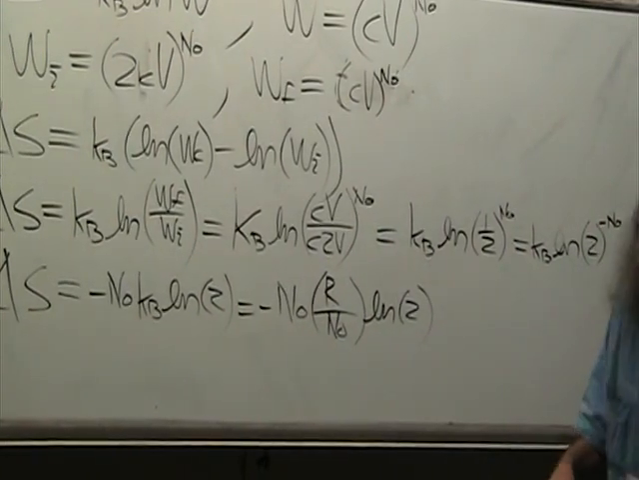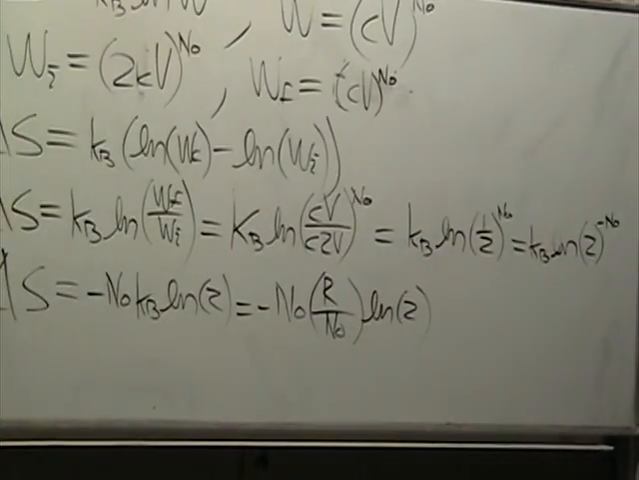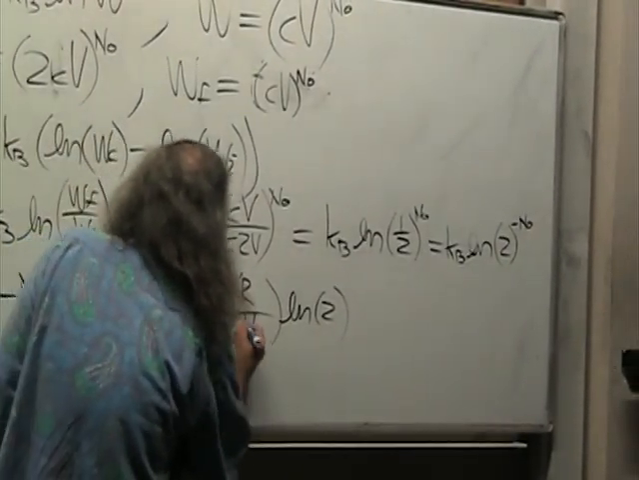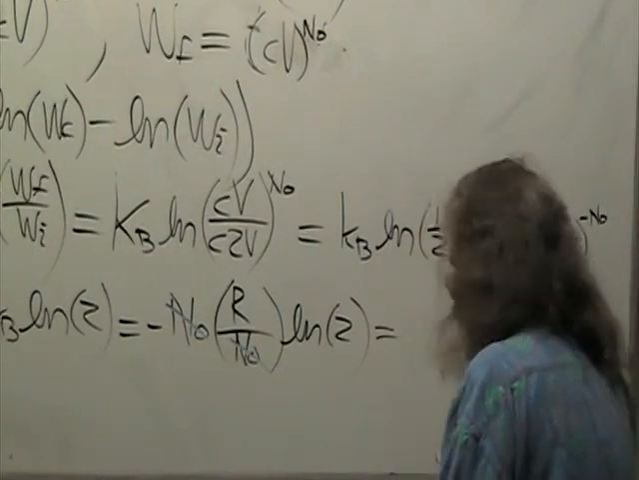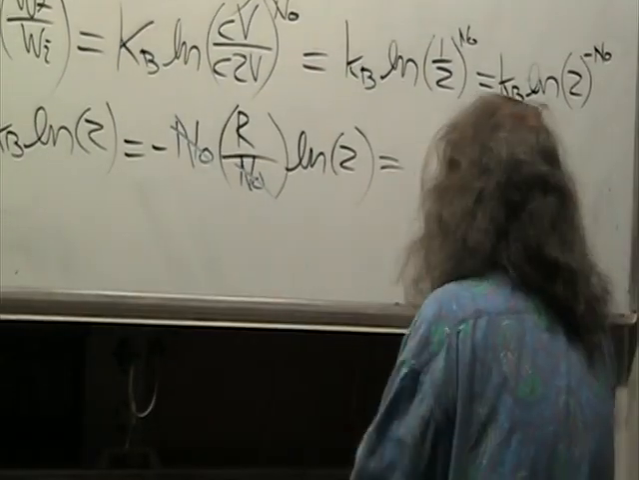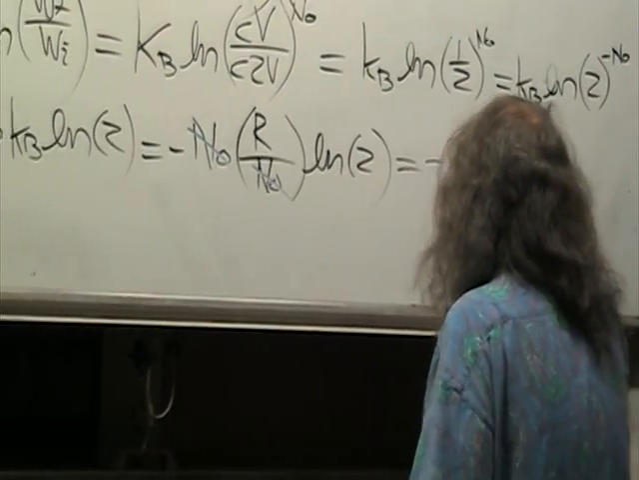I got another black pen, let me get a blue pen. So that drops out, to minus R natural log.